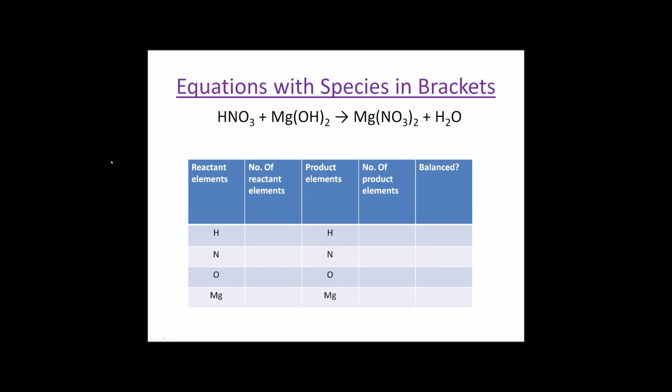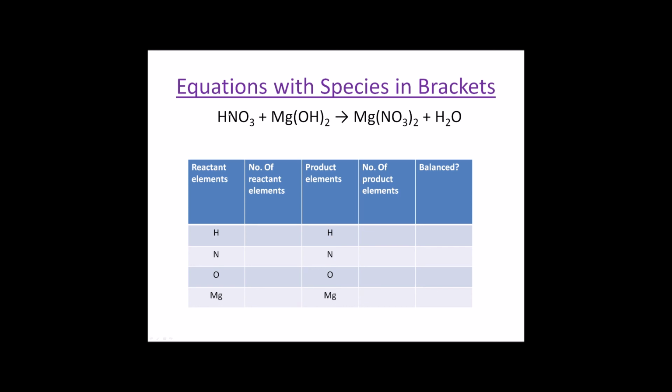So again, set up in a table. You can see it's much bigger this time because we've got hydrogen, nitrogen, oxygen and magnesium in our equation. Then we've got oxygen and hydrogen again. Now when we're counting the number of each element, it's important to make sure you count all of the elements on each side of the arrow.